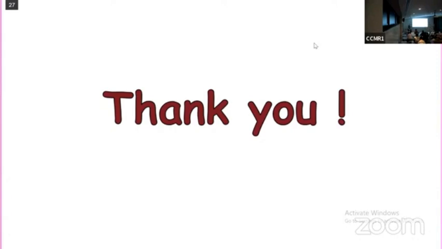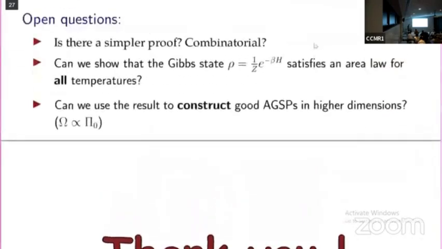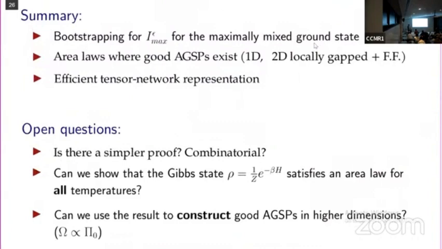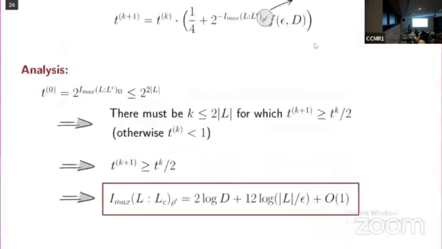Can you comment a bit? Why do you think that it helps for having AGSPs in higher dimension?